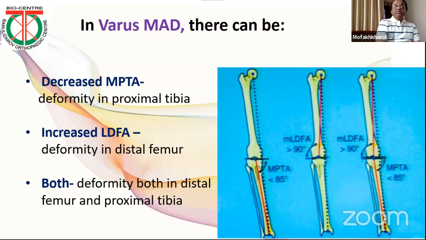Now, in varus, you can see here, dear friends, just for your MPTA, normal is 87, here is 85. That means the problem is here. And LDFA, lateral distal femoral angle, you can see here is 90. This is normally 87. This is 85. This is 80. Here is 90. That means greater. And next one, both deformity in the tibia and the femur. So at our knee joint, femur and tibia both are affected.